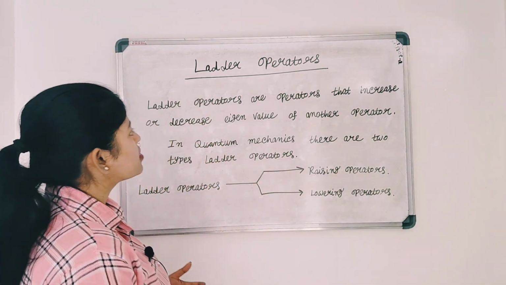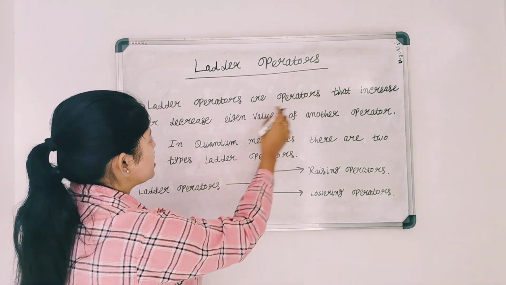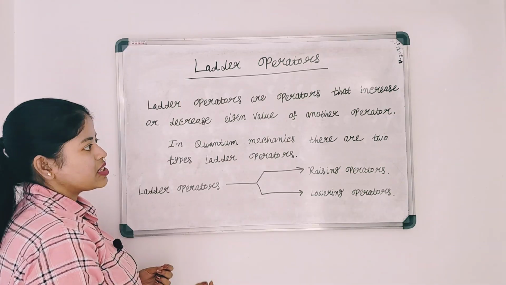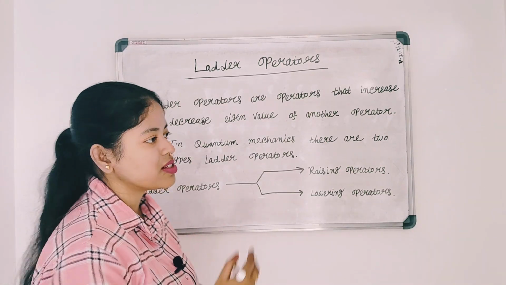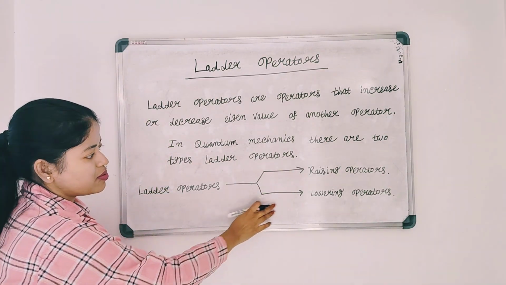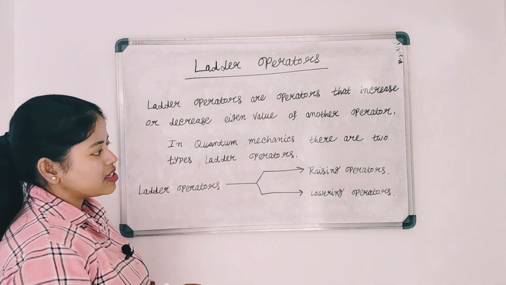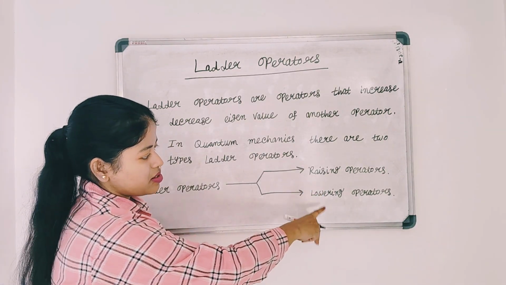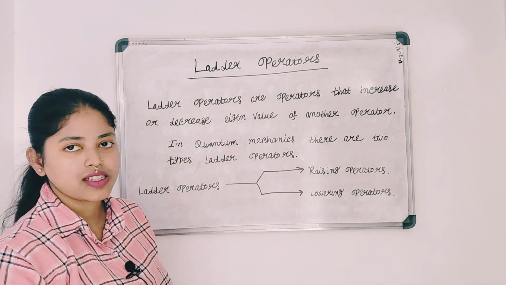So ladder operators are the operators that increase or decrease the eigenvalue of another operator. And in quantum mechanics there are two types of ladder operators: one is the raising operator and the other is the lowering operator. The raising operators increase the energy eigenvalue and the lowering operators always decrease the energy eigenvalue.